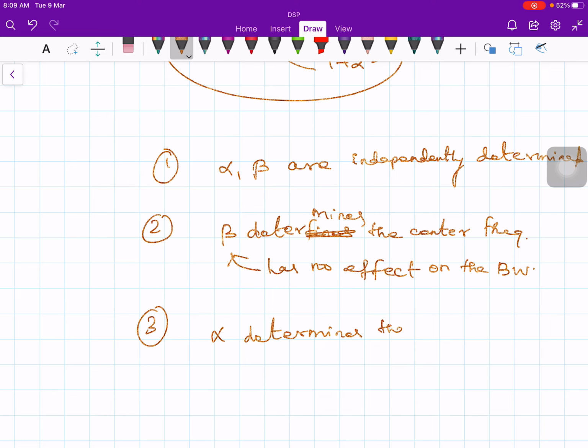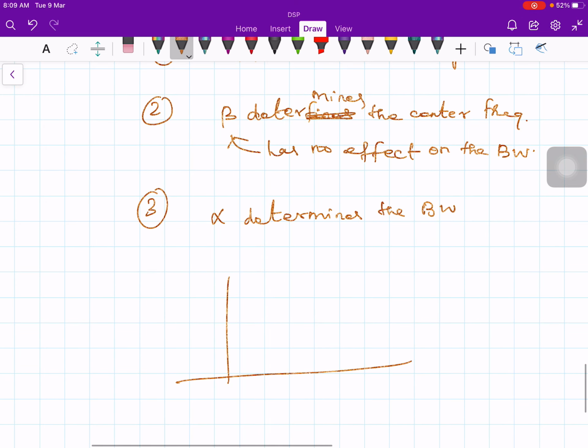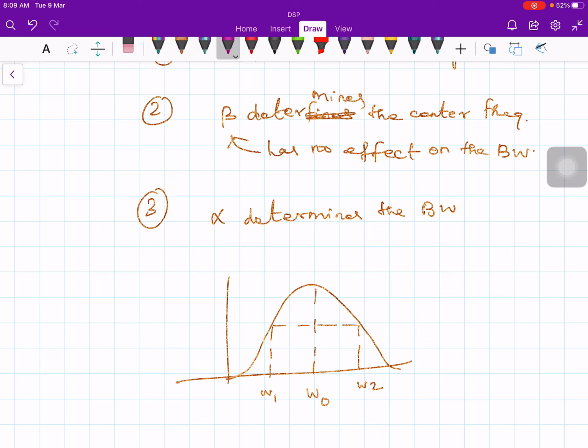And third point is alpha determines the bandwidth. So for the same center frequency omega naught, you can get various bandwidth, okay, by simply varying alpha. Like let's say this is my omega naught. What is this? This is the bandwidth, omega 1, omega 2. Now for the same frequency you can have like this. Now this is my new omega 1 and this is my new omega 2.